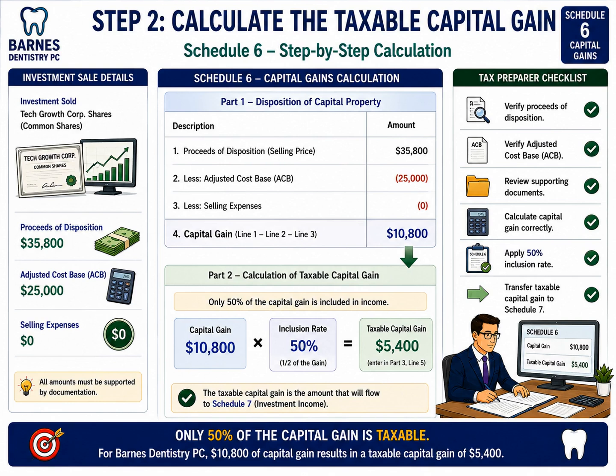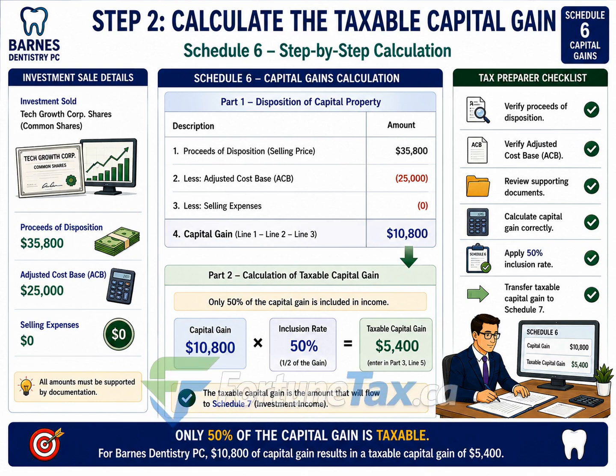$5,400 is the number that will move forward into the next stage of the corporate tax return. The original gain of $10,800 remains important for documentation and reconciliation. But the taxable capital gain is the amount used in the tax calculations. Now take a look at the tax preparer checklist on the right side.